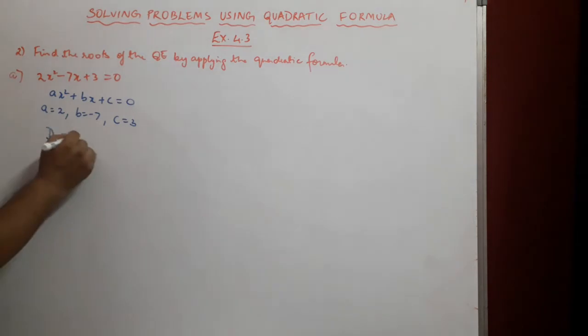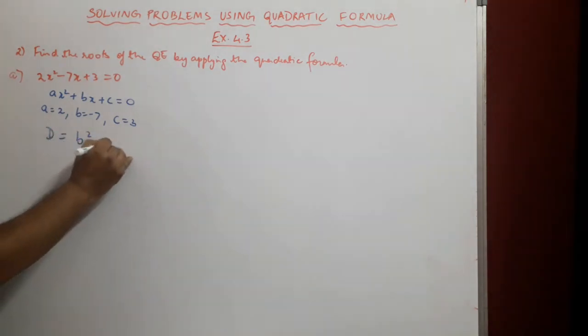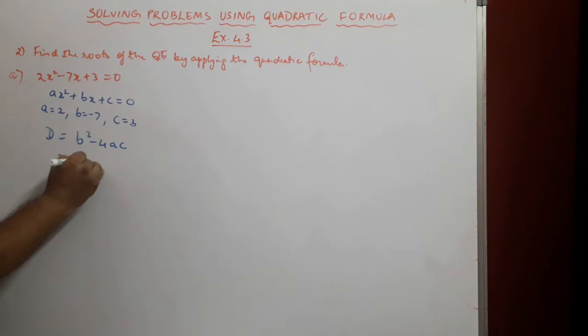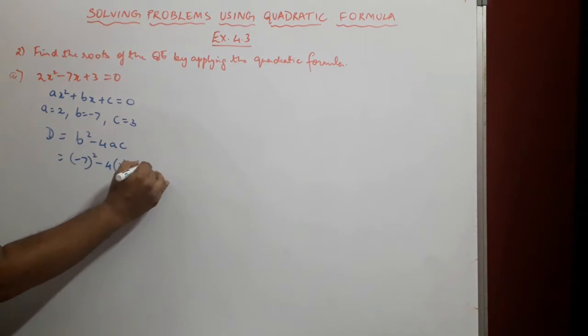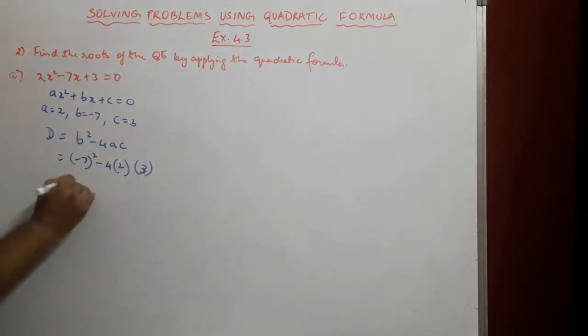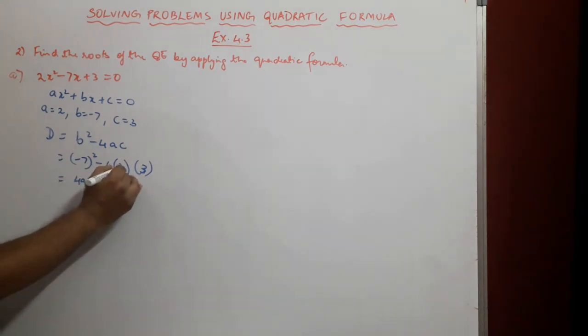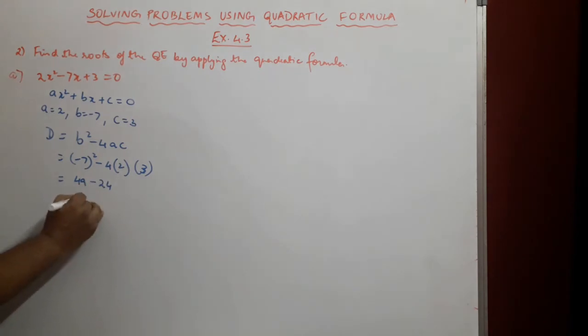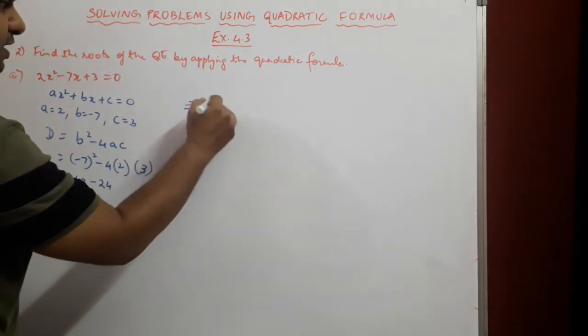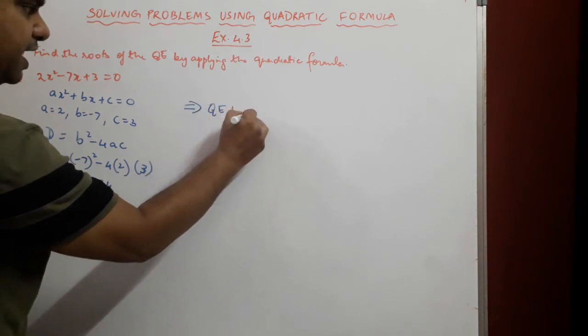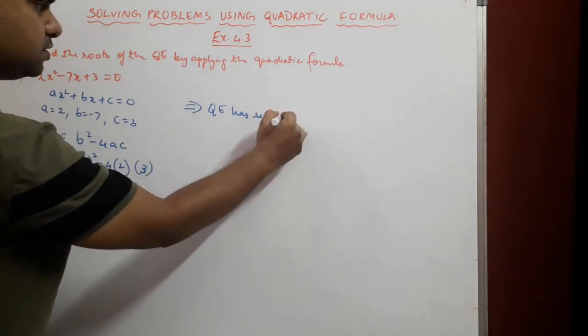So the formula of discriminant is d equal to b square minus 4ac. b is minus 7, so minus 7 whole square minus 4 into a, which is 2, and c, which is 3. Now we expand. Minus 7 whole square is 49. 4 into 2 is 8. 8 into 3 is 24. So minus 24. That comes to 25. That means d is greater than 0. d greater than 0 implies that our quadratic equation has real roots.